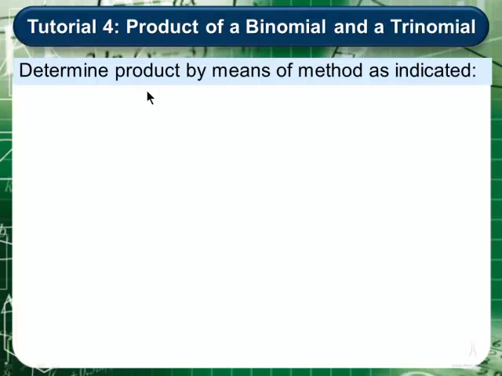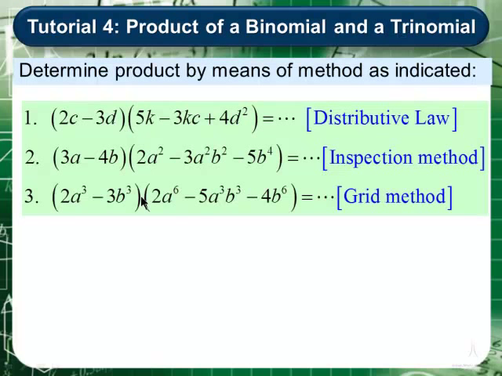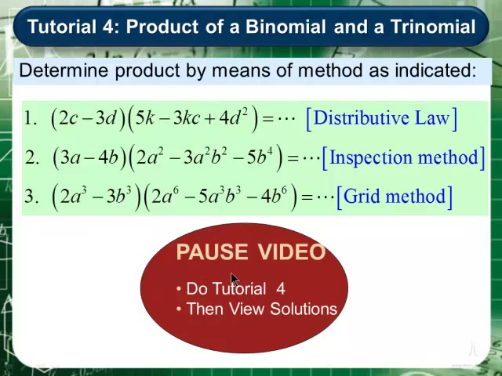I think you will be able to also tackle tutorial 4 in this case, where we multiply the product of a binomial and a trinomial. So here we have three problems for you to try. In the first instance, you may want to use the distributive law, and in the second case the inspection method, and finally you may also apply the grid method to expand the product in problem number 3. At this point in time, I suggest that you pause the video, do tutorial 4, and then come back and view the solutions. Let us look at the suggested solutions for tutorial 4.